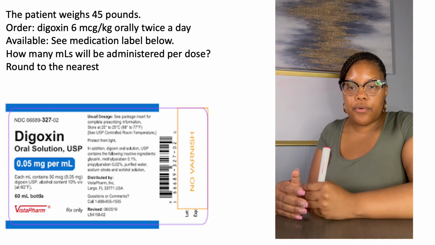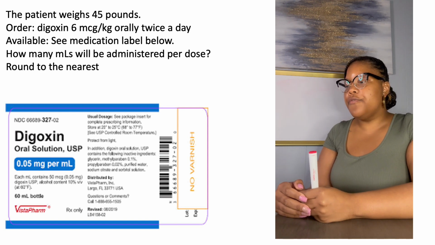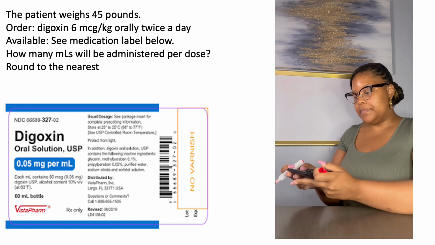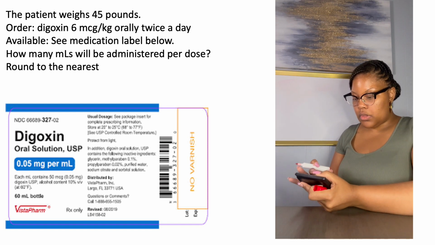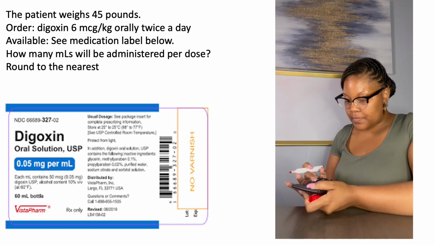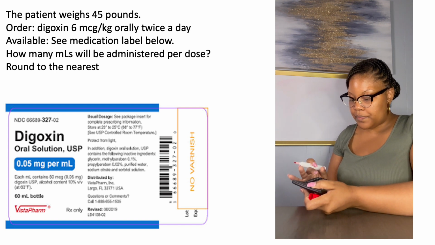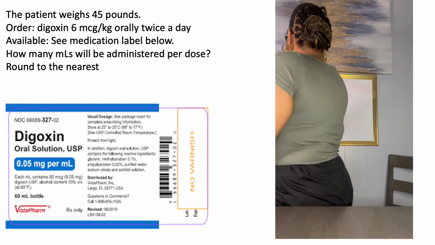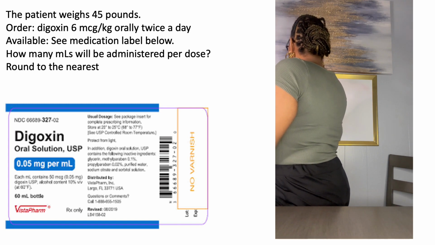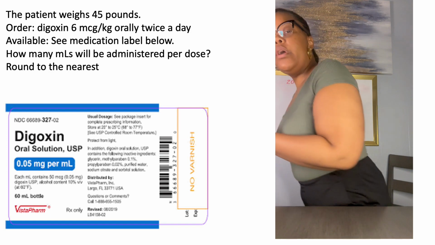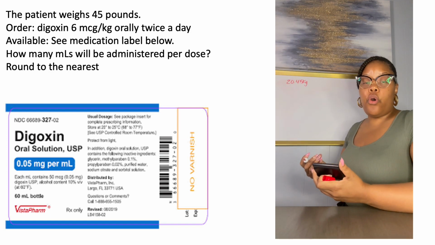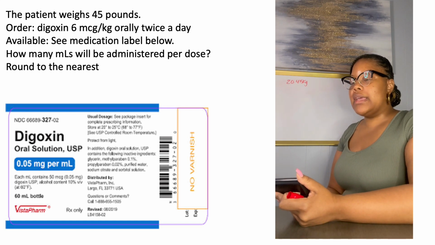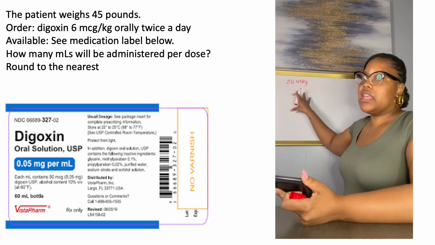We've got to look at the label and what we're going to pull from it. First we want to start off by converting our pounds to kilograms. So 45 pounds, divide that by 2.2, and that will give you 20.45 kgs. When it comes to rounding, make sure that you're going by what your school says. So we got our weight in kilograms already.